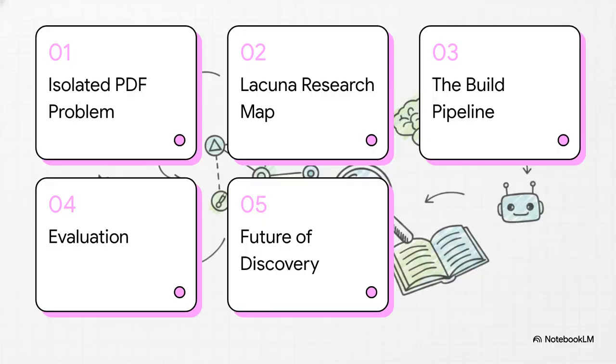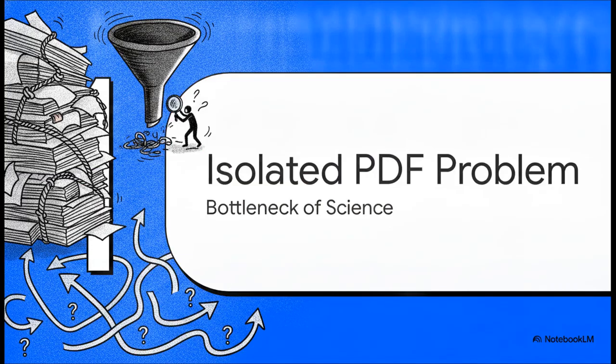Here's our map for today's explainer. We're going to cover: 1. The isolated PDF problem. 2. The Lacuna research map. 3. The build pipeline. 4. Evaluating the infrastructure. And finally, 5. The future of scientific discovery. Let's get to it.